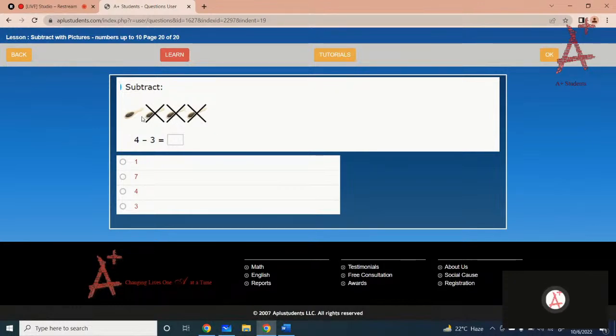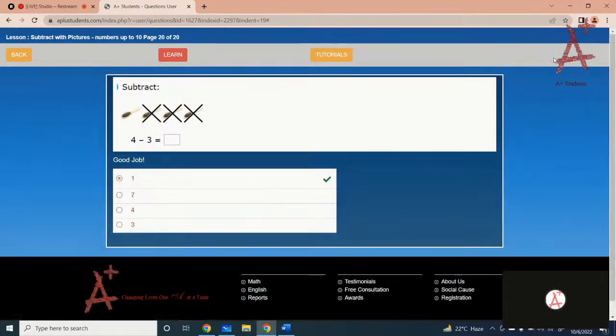You have four of the hairbrushes. Out of the four, three of them are crossed out. So you are left with four take away three is, four take away three is one. Very good. You have to count the one that is not crossed out. So only one of them is not crossed out.